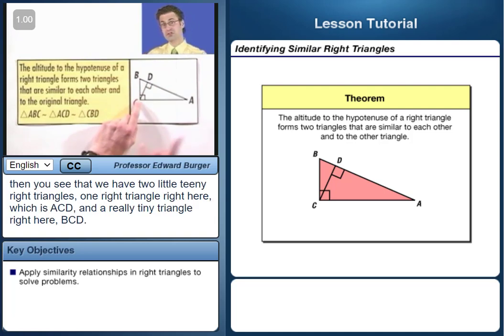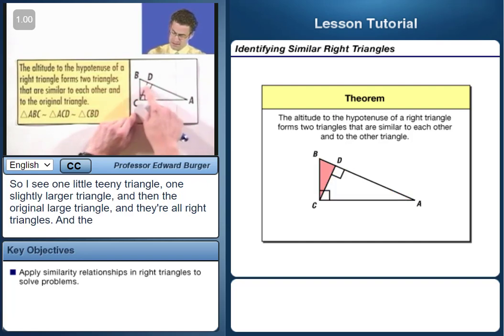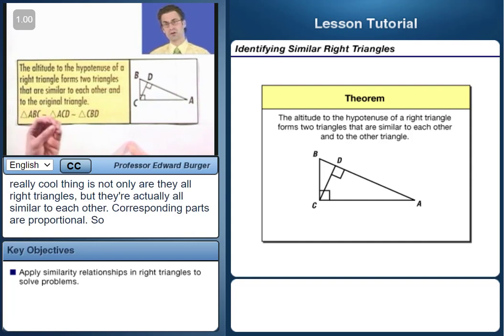Then you see that we actually have two little teeny right triangles. One right triangle right here, which is ACD, and a really tiny triangle right here, BCD. So I see one little teeny triangle, one slightly larger triangle, and then the original large triangle, and they're all right triangles. And the really cool thing is not only are they all right triangles, but they're actually all similar to each other. Corresponding parts are proportional.